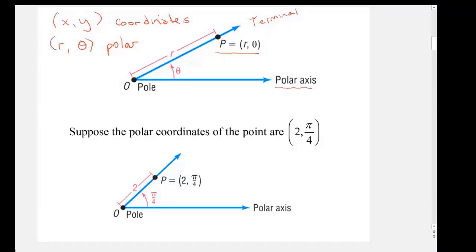So for example, on the bottom here, we have 2 comma pi over 4, which means that we're going pi over 4 from what we would call 0 degrees. And the length of this line is now 2, and we write it as r comma theta. R is 2, and theta is pi over 4.